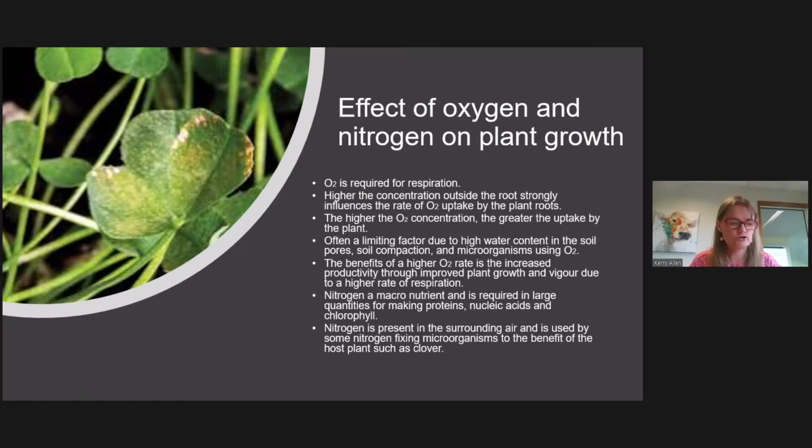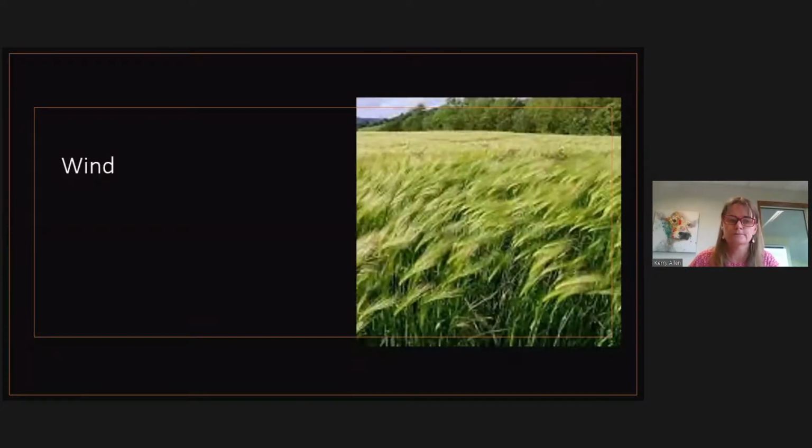So this is a macronutrient. This is required in a lot. It is required for plants for growth, so making proteins, nucleic acid, and used in the process of photosynthesis in the chlorophyll. Plants can normally get that from the soil. Some plants, such as your clover, are able to nitrogen fix by the microorganisms in their roots, and therefore they can get it out of the air. So just a reminder that can occur.